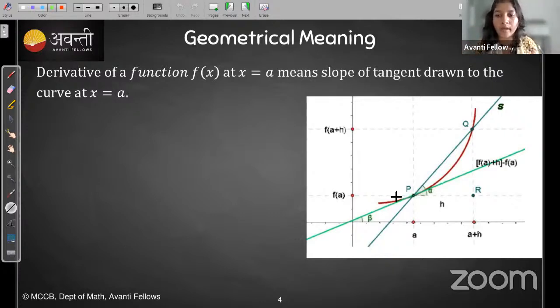But here we have only 1 point. Now how to find this? So let's see how to compute this differentiation, okay? That we will study in this slide. For that, we have considered some arrangements here.